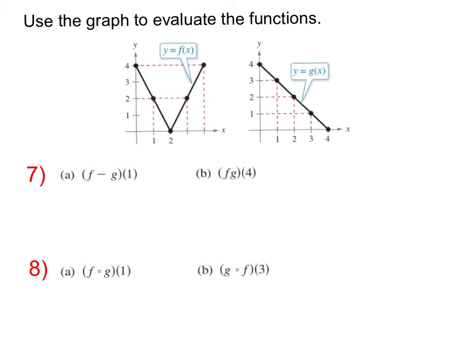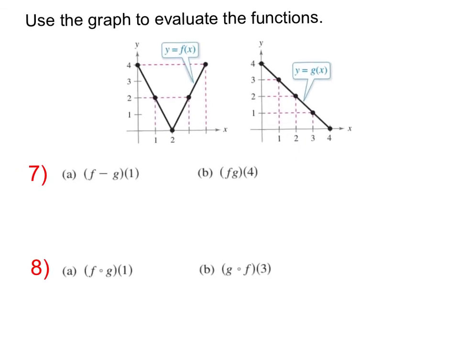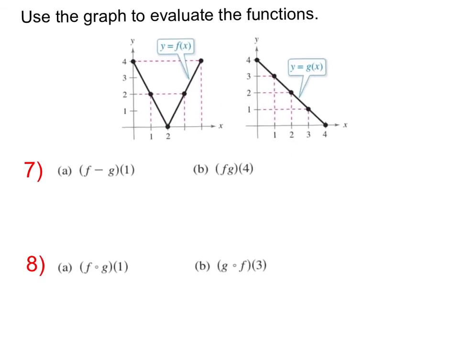Okay, then the last example gives you a couple graphs and wants you to evaluate either the combinations, which are 7a and b, or compositions, which are 8a and b. So for number 7, what you're doing is you're subtracting and you're using 1. So if you piece this apart, this would be f of 1 minus g of 1.